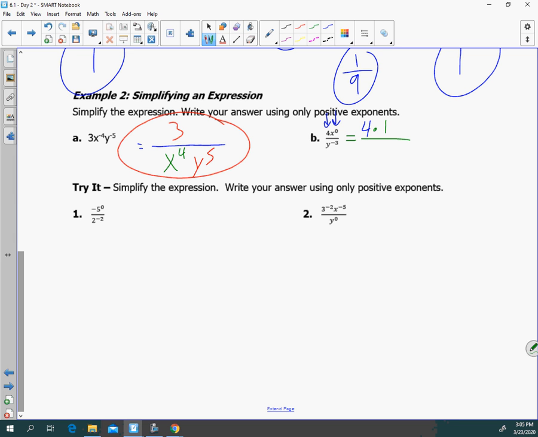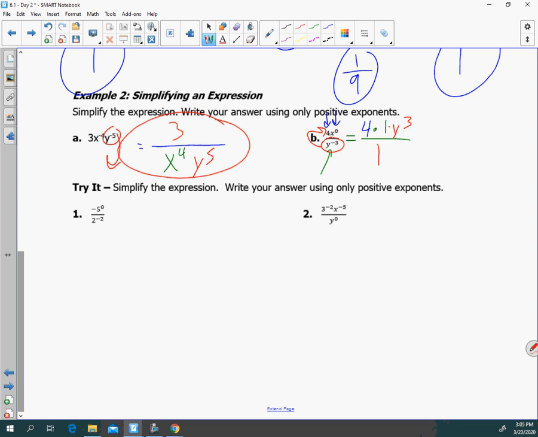And last but not least, we have this y to the negative 3. That has a negative exponent. Do red for that one. So I'm going to take that. If this one is a negative and I brought it down, this one's a negative, so I'm going to bring it up. I'm going to just toss it up top there. Makes it a positive. Okay?